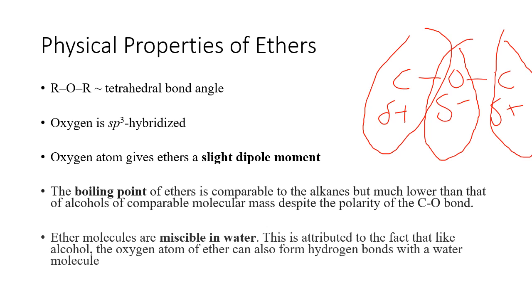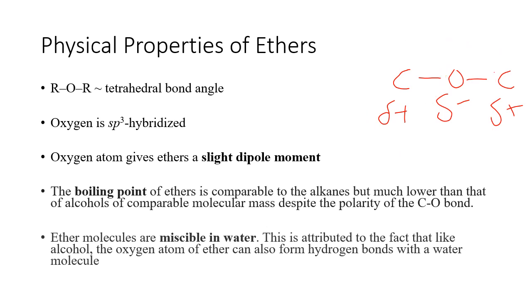Okay, one more thing about ethers: they are miscible in water, which means they dissolve in water. They have solubility. The reason for the solubility is that the oxygen that we have over here can do hydrogen bonding with the H2O molecule. So if we draw an H2O molecule over here, we can simply make a hydrogen bond between the hydrogen over here. This is a hydrogen bond. Let me draw it in a better way.